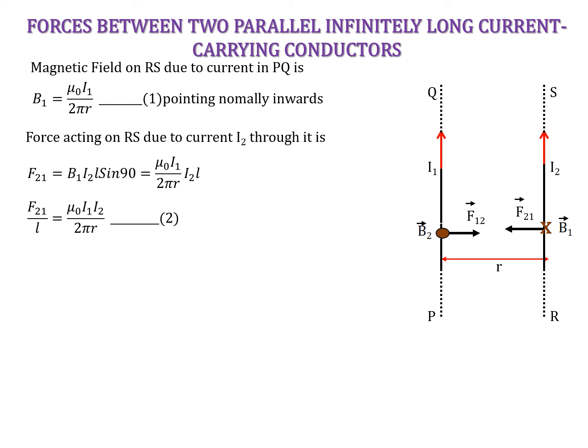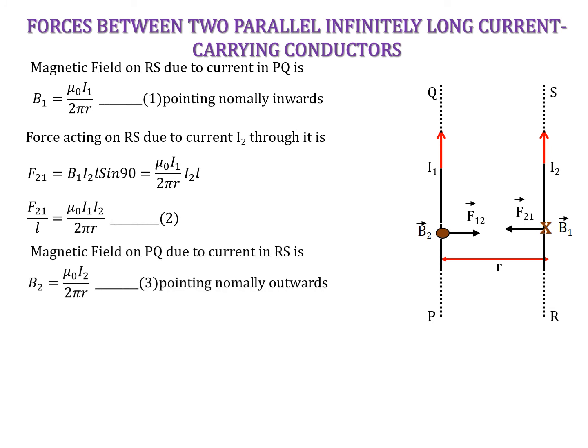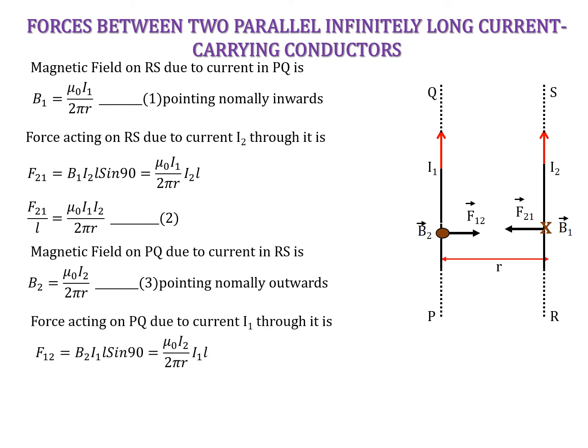Similarly, we can find out force on first conductor now. The magnetic field B2 will be mu naught I2 upon 2 pi R. Force on the first conductor will be B2 I1 L sine 90. Again sine 90 is 1 here. So the expression is mu naught I1 I2 upon 2 pi R into L. And force per unit length will be mu naught I1 I2 upon 2 pi R.